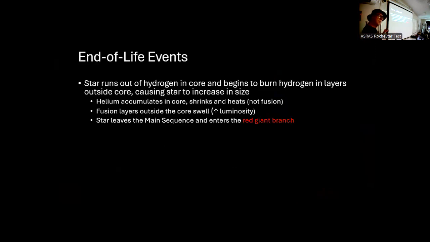This is a narrative description of end of life events, and then I'm going to show you this on the actual Hertzsprung-Russell diagram. End of life begins when the star runs out of hydrogen in the core. So if there's no more hydrogen as the core fuel, and for millions and billions of years, the stars run on the amount of hydrogen in the core. But as it begins to burn, there are layers of hydrogen outside the core.